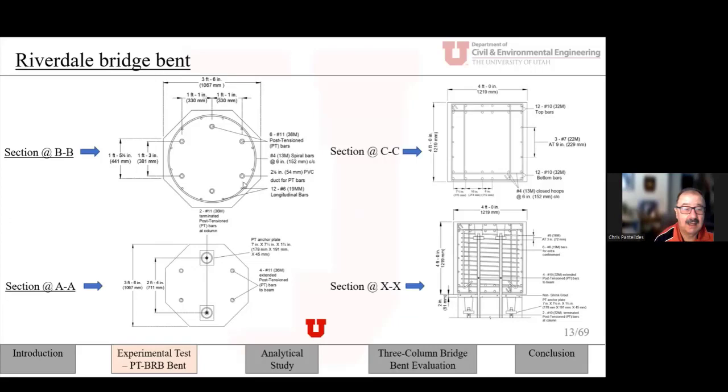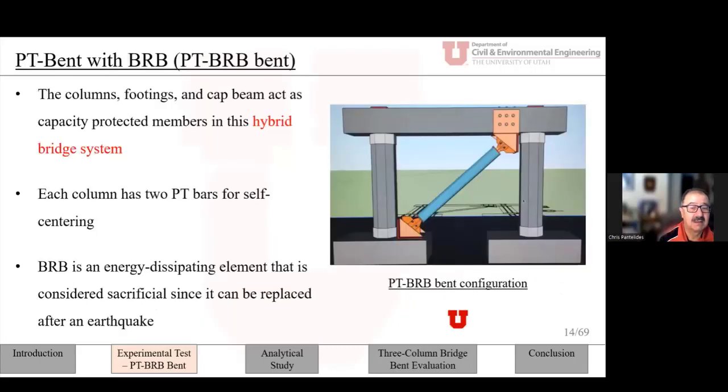So this is the system that we based our design on. You can see the cap beam is 4 feet by 4 feet, and of course it's designed to remain elastic. The same thing is true for the pile caps. So what we decided to build in our lab is something that would fit in our lab, and we tried to emulate at about 40–45% scale a typical bent of the Riverdale Bridge. The columns, the footings, and the cap beam, we tried to design these to stay as capacity protected members.